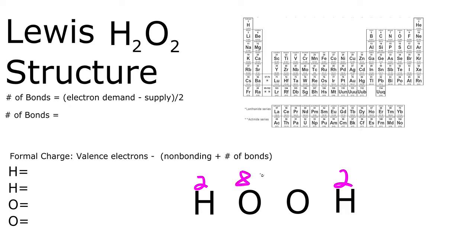And these like to follow the octet rule, so they want 8 electrons surrounding them. So if we add that all up, 8 plus 8 is 16, 16 plus 2 is 20. So clean that up. 20 minus the supply.